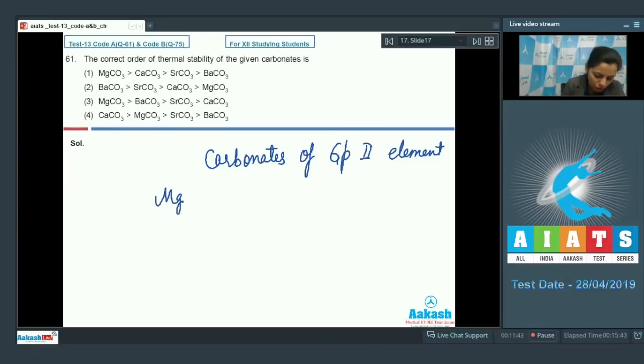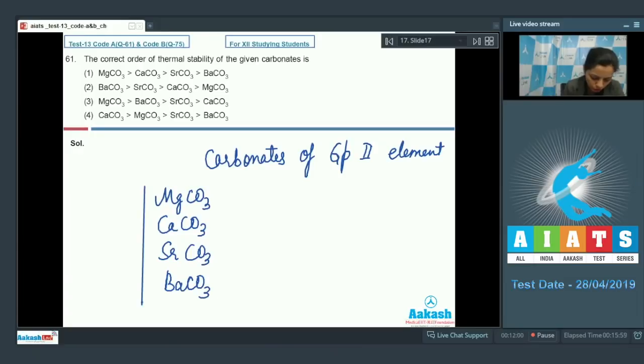It means if I talk about magnesium carbonate, this is less stable. Then there would be the turn for the next one, that is calcium carbonate. After that, strontium carbonate would be there, and then barium carbonate. So down the group, if you're moving, then thermal stability of the carbonates of group 2 elements increases. So on the basis of that, correct order is clearly given here in option 2. So correct answer is option 2 for this question.